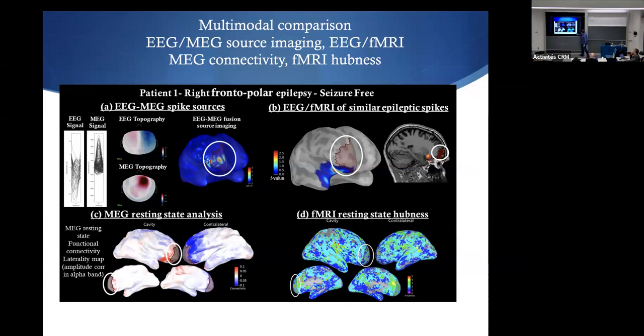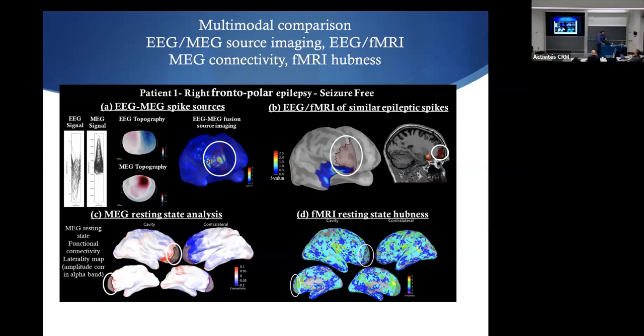And when you look, it was not clear, but when you look at the hubness, we see slightly fewer hubs or a similar level of hubs between those two hemispheres. So this is very early results. So this is all going in the direction from a multimodal perspective. We have good localization of the cavity, and then the patterns of connectivity are in agreement with our assumption that this patient should become seizure-free.